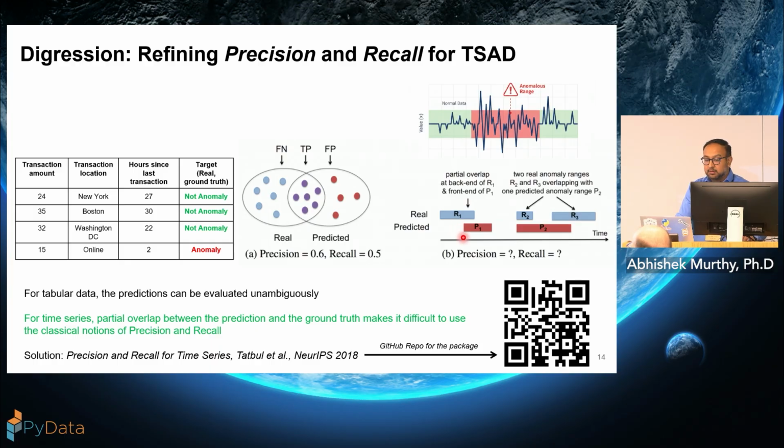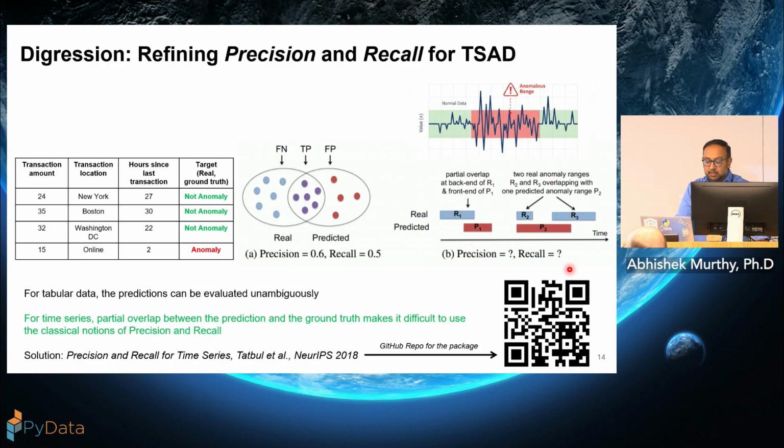People thought about what to do, and back in 2018, the folks at MIT and Intel came up with a paper where they refined these notions to account for the partial overlap that occurs when you're playing with time series data. So how do we define precision and recall when the prediction cannot be unambiguously called a true positive or a false positive, but there is partial overlap?